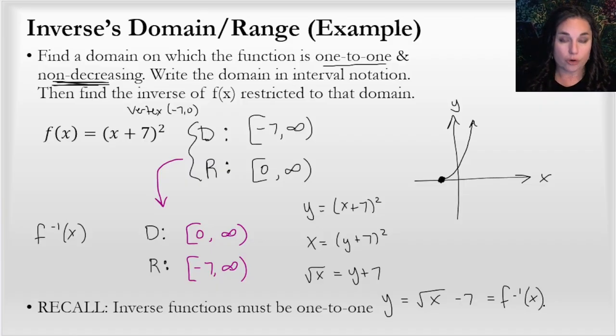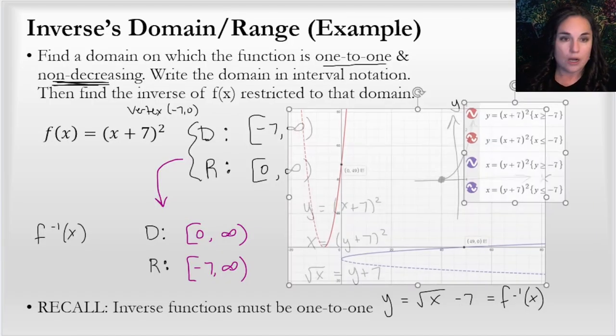Let me show you the graphs. I think when you look at the graphs, this should make a little bit more sense. And I've said that repeatedly. If you're looking at domain and range, just graph it. You should be able to find domain and range just by looking at the graph.